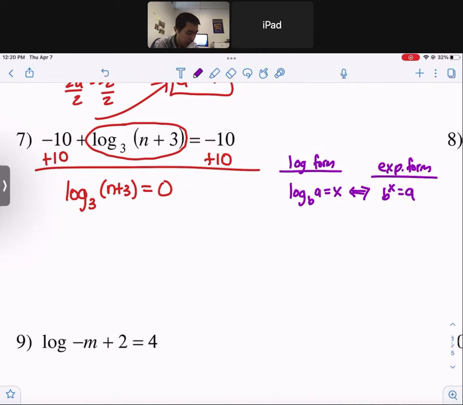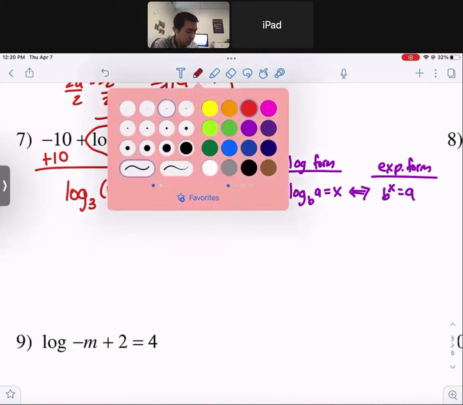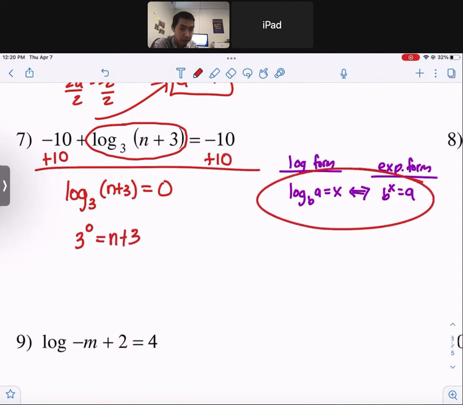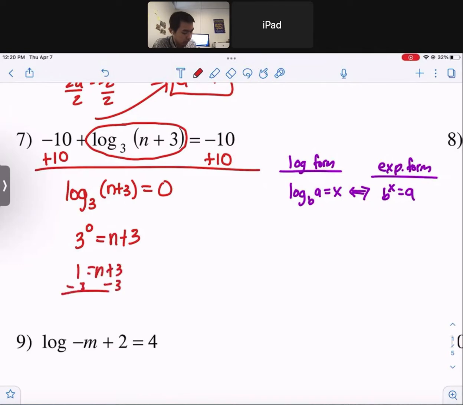So we have log form right now, so now convert it to exponential form. Take the base, raise it to this power, equals the argument. If you literally compare this to this, you will see that it is how we change log form to exponential. 3 to the 0 is 1, and then solve for n by subtracting 3 from both sides. n is equal to -2. And if we plug in -2 into there, it is perfectly fine. We'll still get a positive log value.